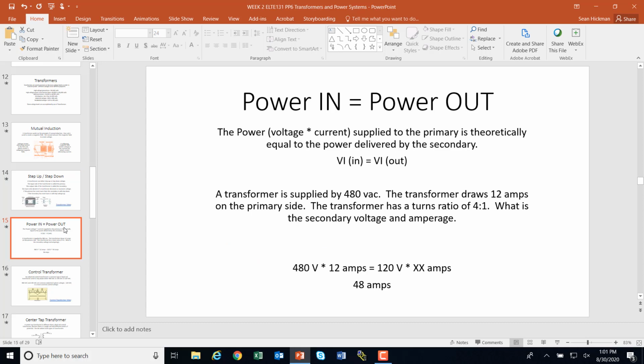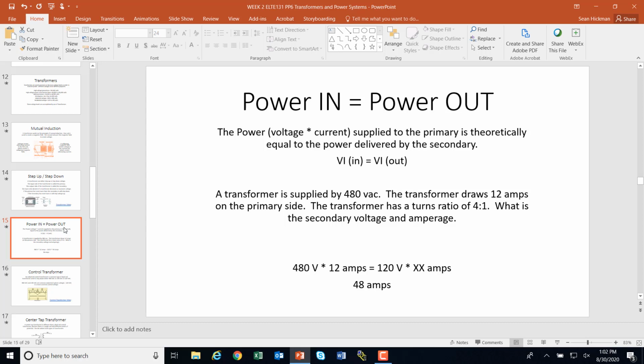So power in equals power out on a transformer. That means that the power on the primary is equal to the power on the secondary. It doesn't get lost. The primary and the secondary are isolated from one another. There's conductors on the primary and there's conductors on the secondary, but they don't touch each other. The only interaction that they have is through a magnetic field. Okay, so nothing's lost. The power in equals the power out.